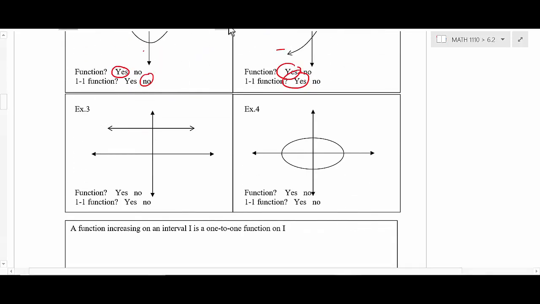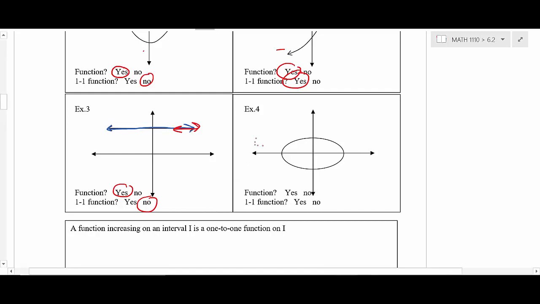Let's see, the next example, I think this one is just a horizontal line. Does that pass the vertical line test? Yes. If you do vertical lines, that only goes through one thing, right? So that's a function. Now how about if I do the horizontal line test? What would happen if you did a horizontal line through a line that's already horizontal? It would pass through every single point, right? So it's not one-to-one. It can't be. That is a function. It's just not one-to-one.